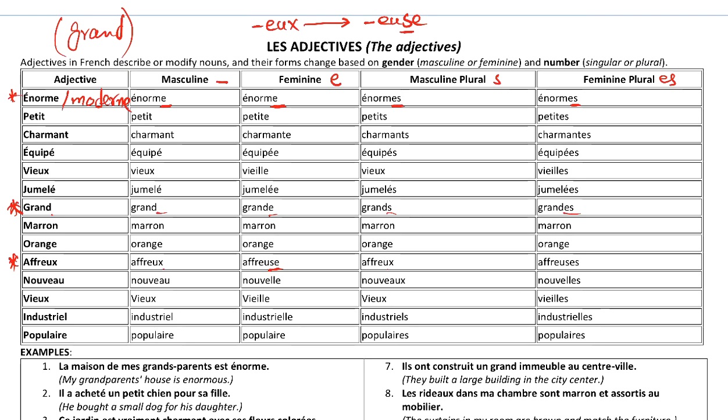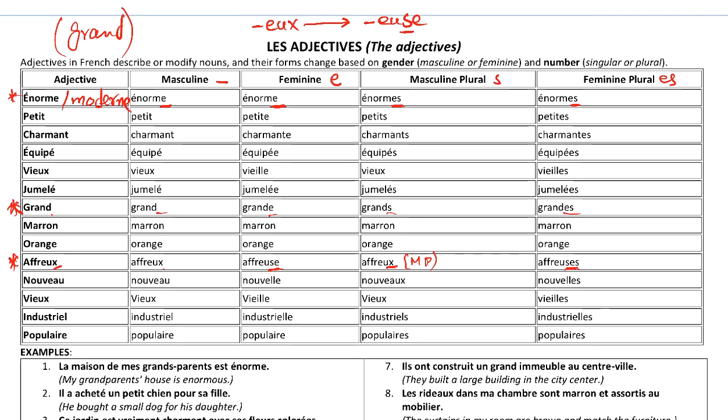Then masculine plural will remain the same. There is no change in it, because in French, if the adjective ends with x, you are not going to add s with it. There is no addition. It will remain the same. This is masculine plural. We are not going to add anything here. And then affreuse, you change it into feminine by replacing x with s.